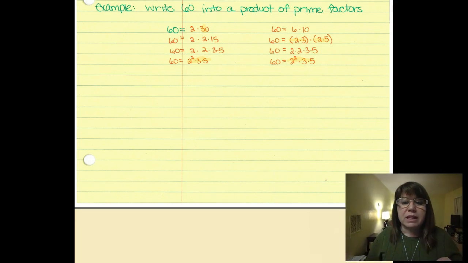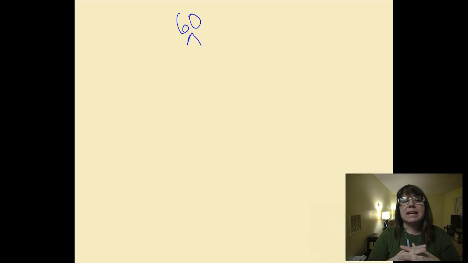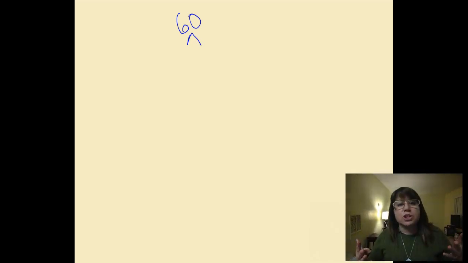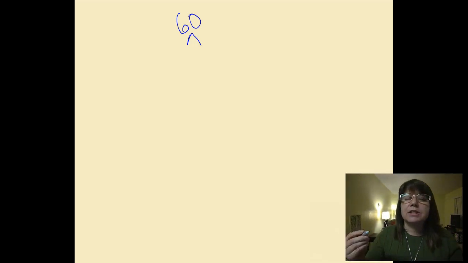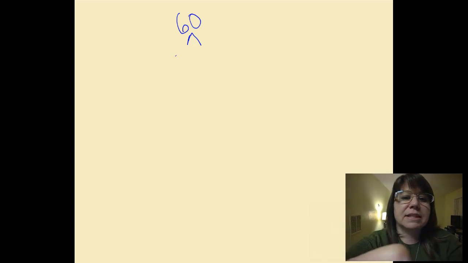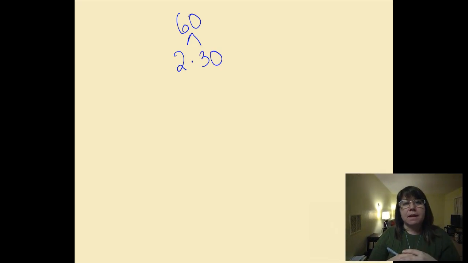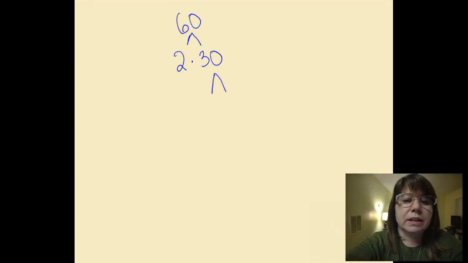Now if you want to think about it as that tree method, let's go back, and I have 60. What two numbers multiply to make 60? If I'm not too sure, I know this is an even number, and I always start with 2. 2 has got to be a factor because it's an even number. 2 times 30 will get me back to 60. Now I'm not done because 30 is also an even number. So again, it's going to be 2 times 15.